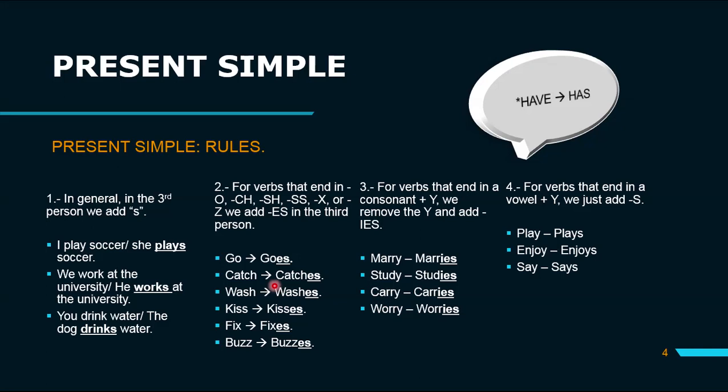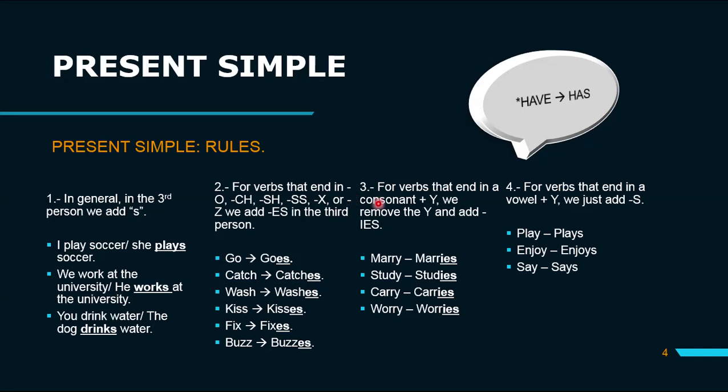Present simple rules. First, in general in the third person we add s. I play soccer changes to she plays soccer. We work at the university changes to he works at the university. Second, for verbs that end in O, CH, SH, SS, X, or Z, we add ES in the third person. Go changes to goes, catch to catches, wash, washes, and so on.